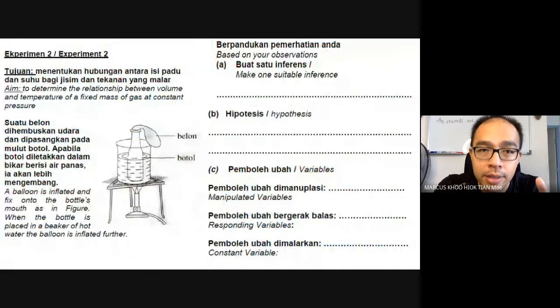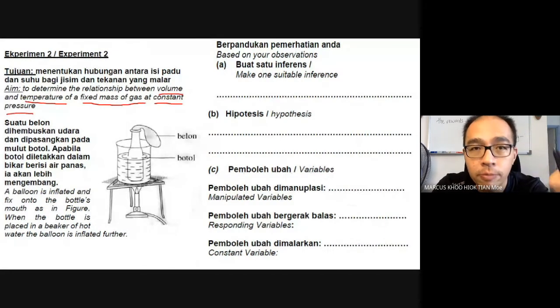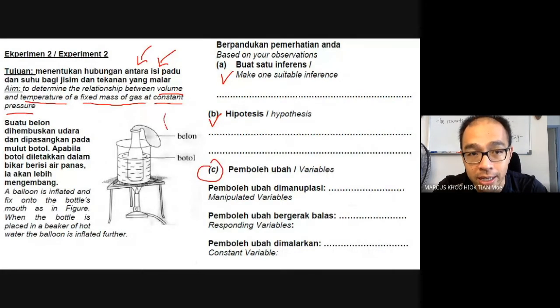All right, now let's take a look at your experiment. Okay, so this is the experiment to determine the relationship between volume and temperature of a fixed mass of gas at constant pressure. Now take a look back at the Boyle's law experiment that we did. Based on that, write down what the inference is for this experiment, what the hypothesis is for this experiment, and what the variables are for this experiment.